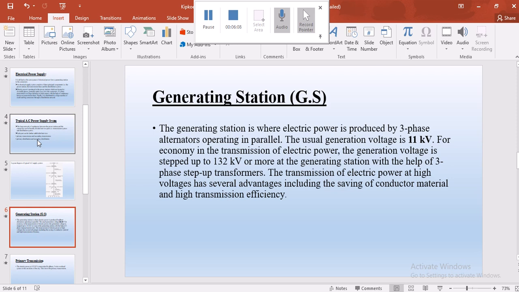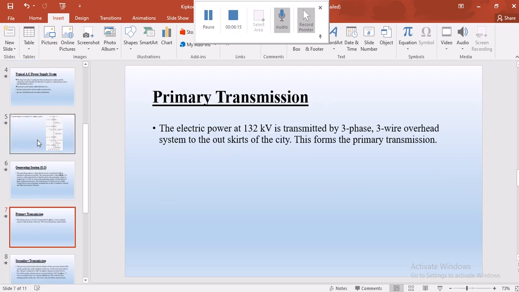One can be saving of the conductor material. So the power has been stepped up to 132 kilovolts, so it will be transmitted to the receiving station. This part between the generating station and the receiving station forms the primary transmission. The electrical power at 132 kilovolts is transmitted by three-phase, three-wire overhead system to the outskirts of the city. This part will be forming now the primary transmission, that is from the generating station to the receiving station.